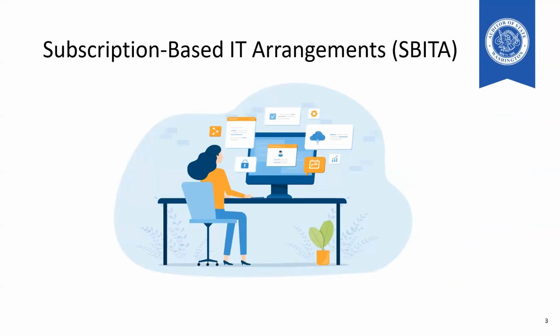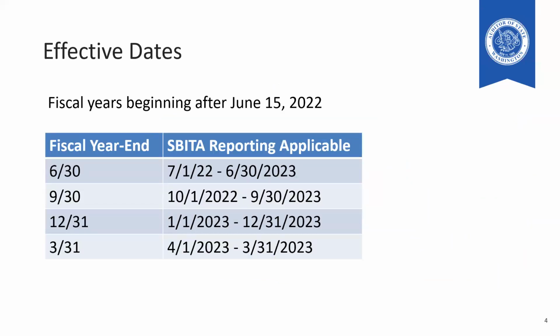First off, we'll start with SBITAs. Essentially, we are just applying lease accounting to software contracts now. The new SBITA accounting and reporting is effective in fiscal year 2023. For our governments with the 6/30 fiscal year end, SBITA accounting started for you on July 1st of 2022. For those of you with fiscal year ends of 12/31, SBITA accounting is applicable starting January 1st, 2023.